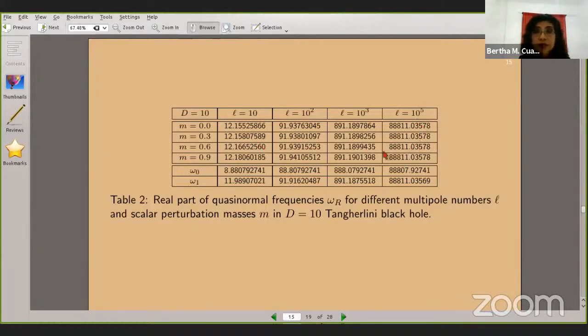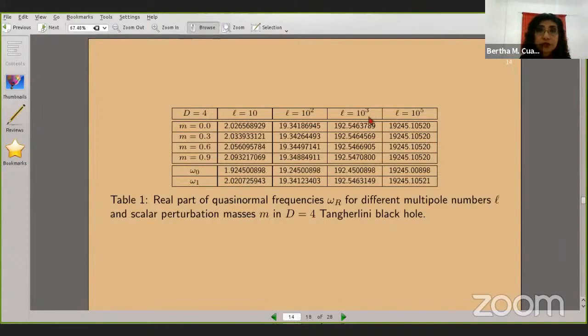And something that we can also say, comparing these results in 10 dimensions and the previous results in 4 dimensions, is that the correspondence works better at lower dimensions.